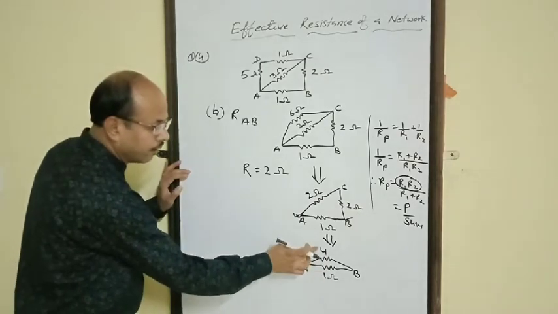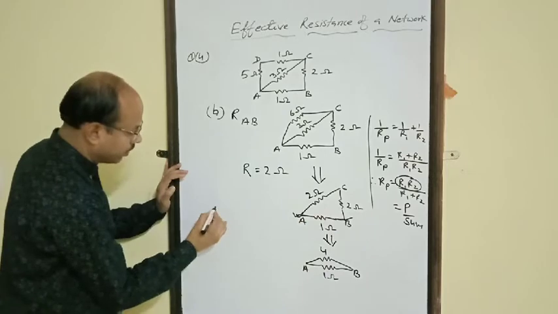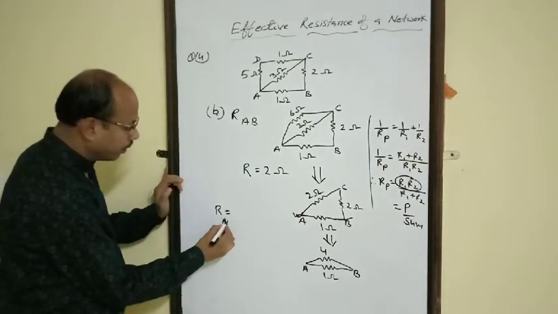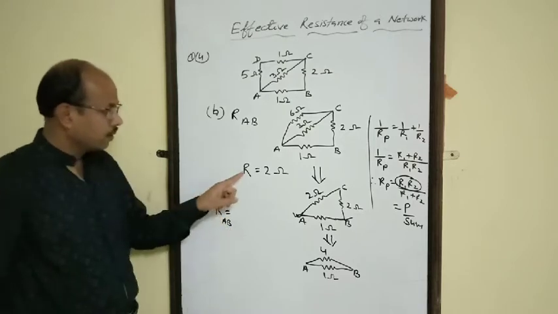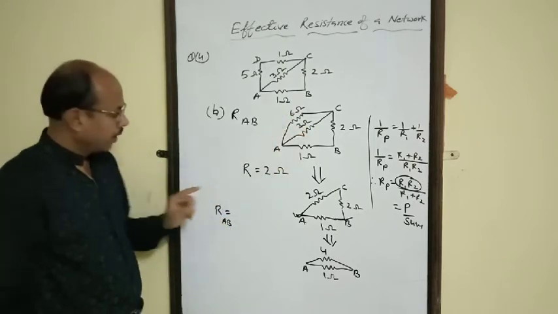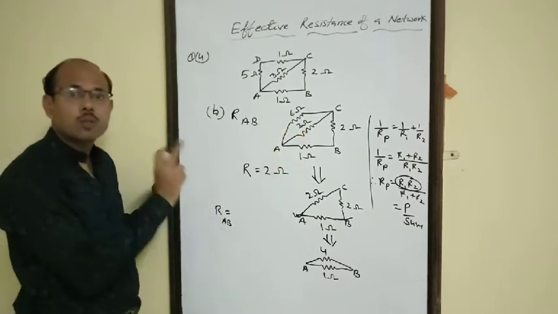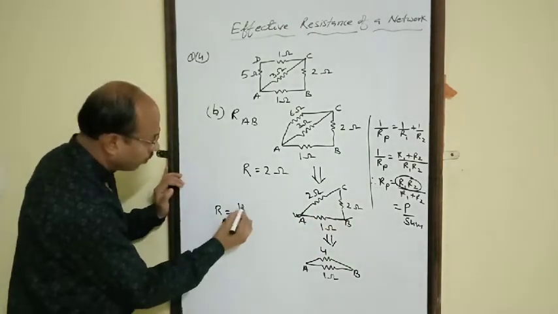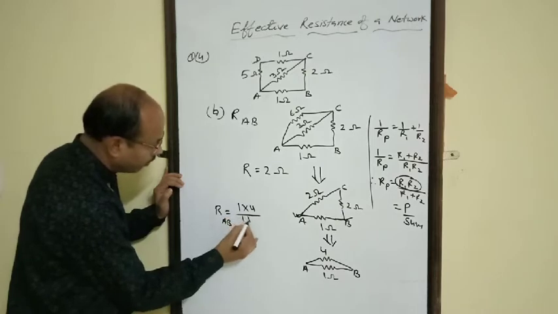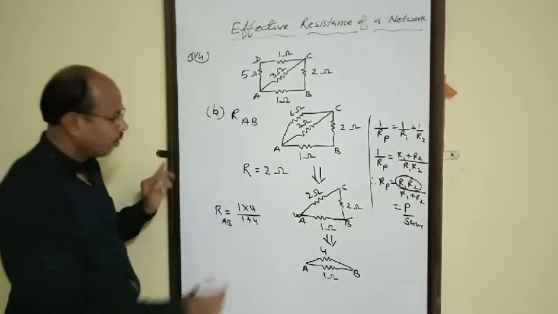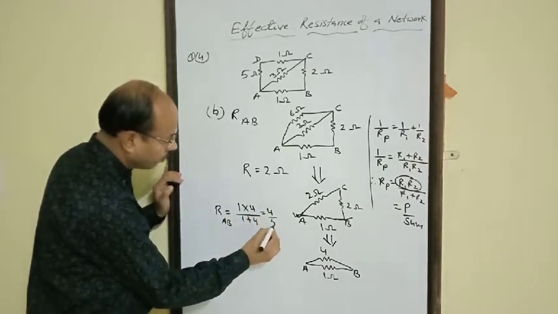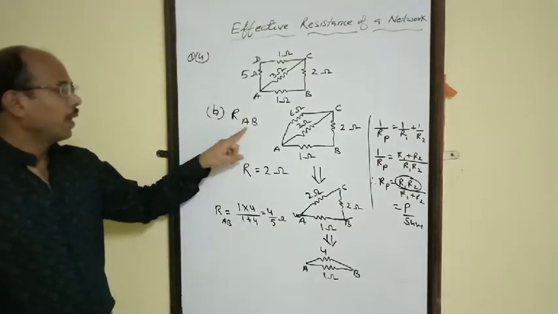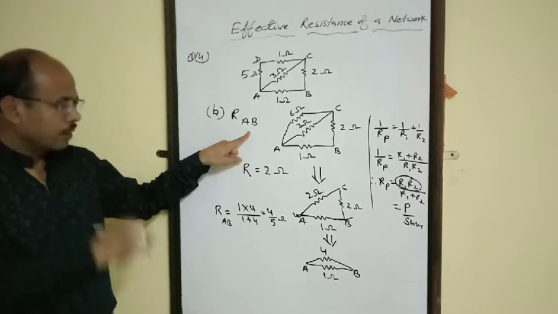These two are connected in parallel, just as we have discussed in the new trick. This R is R effective between A and B, the final resistance. This R is only this 6 and 3. And this is R AB equals the final resistance between A and B. So how can we solve it? 1 into 4 by 1 plus 4, that will become 4 upon 5. So this is the effective resistance between A and B. I think you are easily understanding.